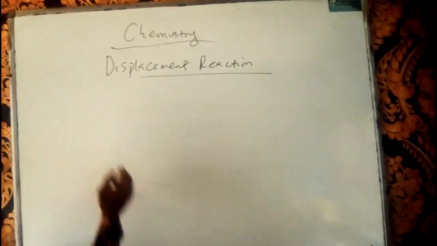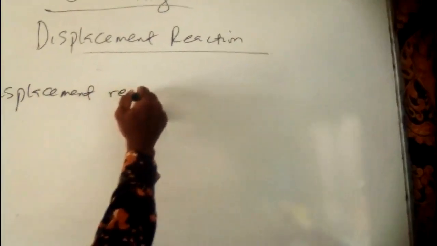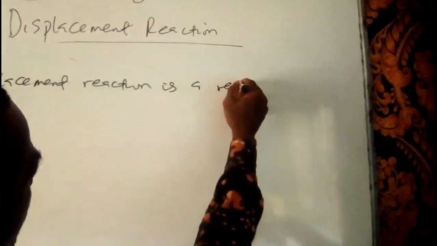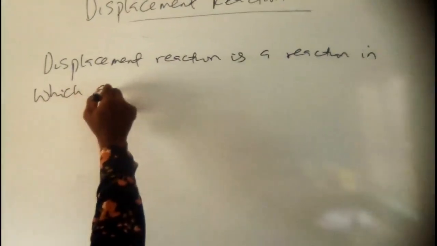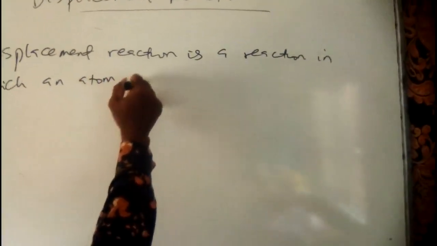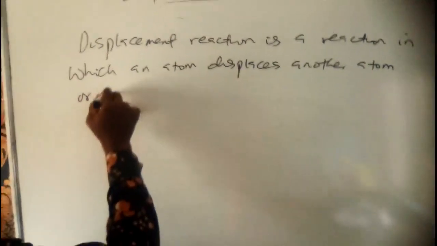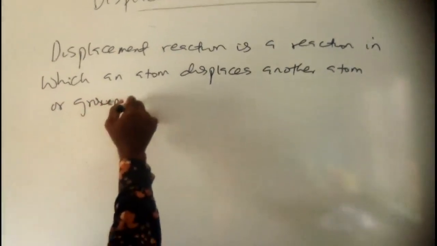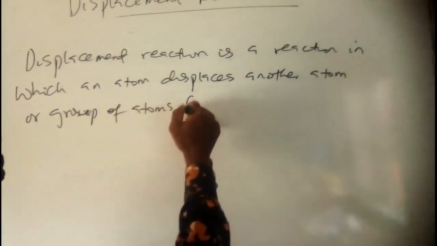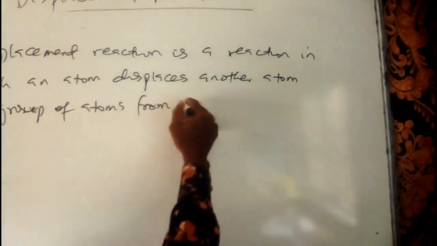So today we're looking at displacement reaction. We define the term displacement reaction. We say displacement reaction is a reaction in which an atom displaces another atom or group of atoms from its compound.